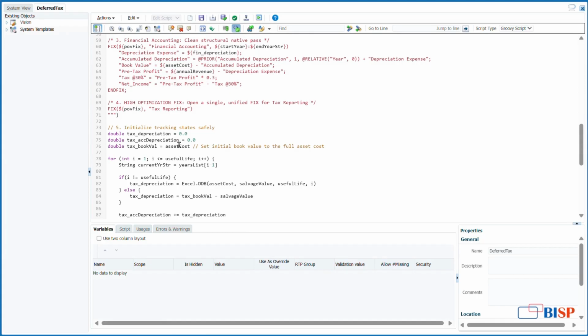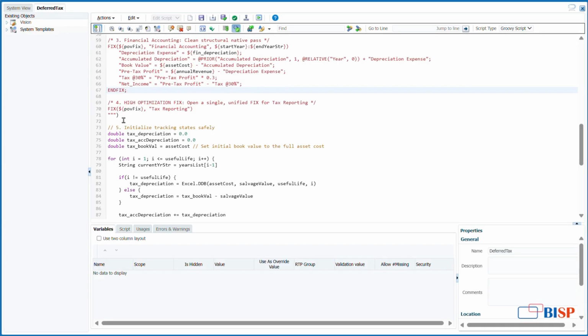The first fix block performs all financial accounting calculations. Just like our Excel model, the script calculates straight line depreciation, accumulated depreciation, book value, pre-tax profit, tax at 30%, and net income. Notice that the accumulated depreciation is calculated using the prior function. This function retrieves the previous year's accumulated depreciation and adds the current year's depreciation. This creates the same running balance that we built in Excel.